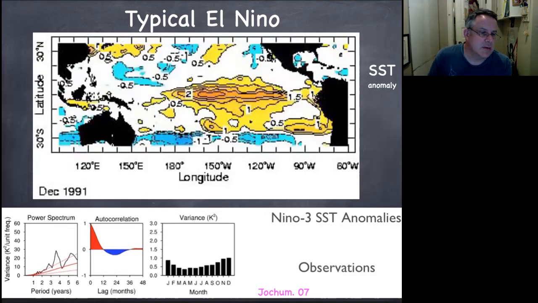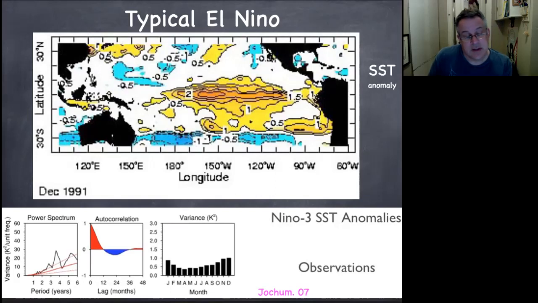Here's the power spectrum over observations, from a paper a few years ago, which shows that you have basically a lot of energy between 2 to 7 years. The autocorrelation looks like this. So if you have an El Nino one year, you tend to have a La Nina the following year, about 24 months later, nothing. And then the following year, you might have the opposite. That is the typical pattern.